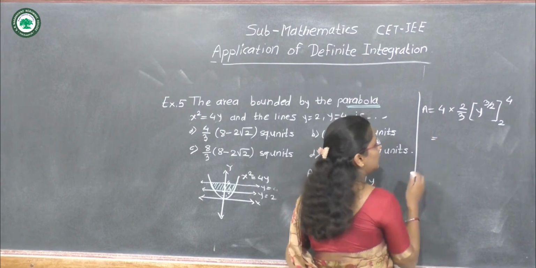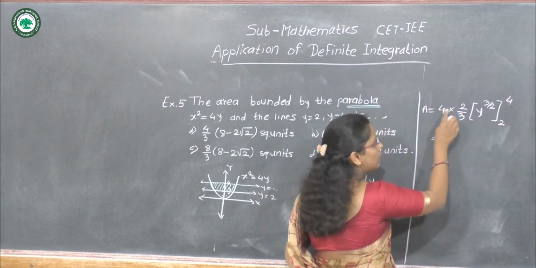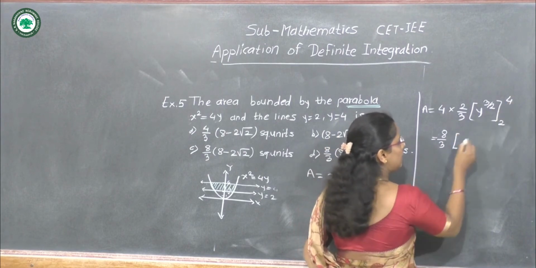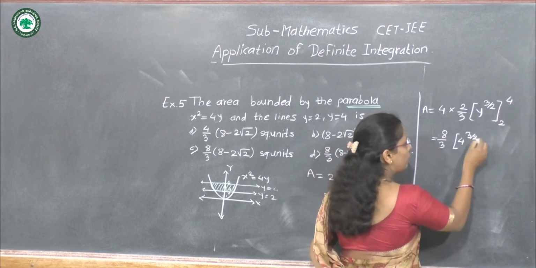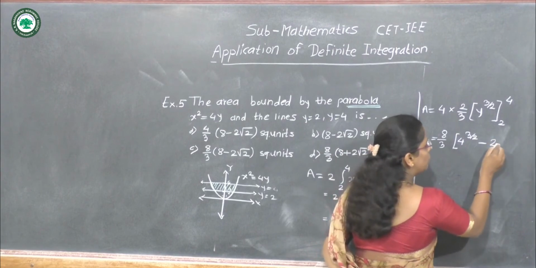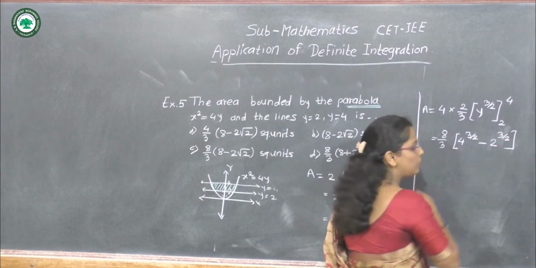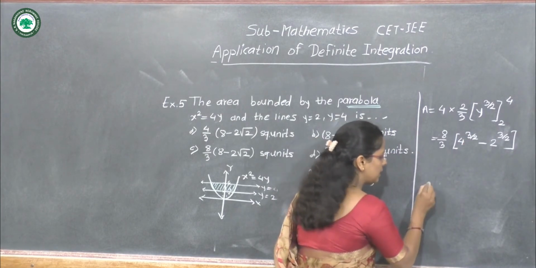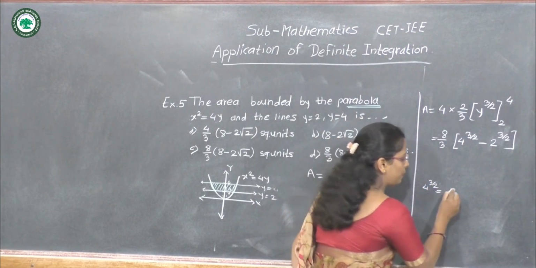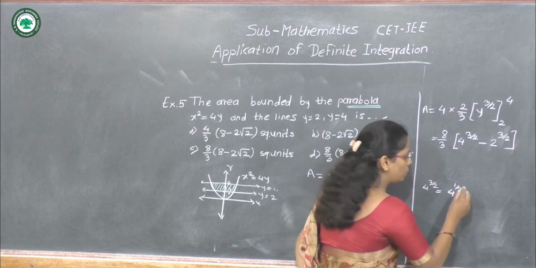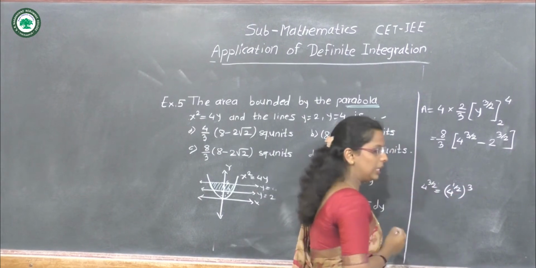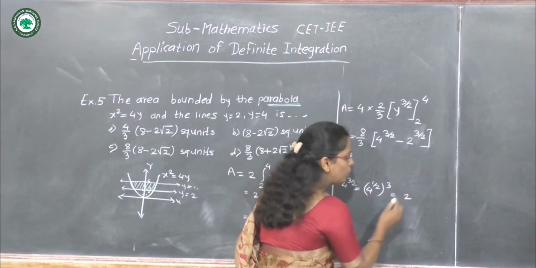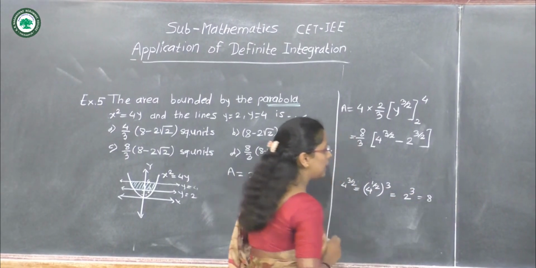Now putting the upper limit and lower limit, 4 into 2, 8 upon 3. Upper limit is 4 raised to 3 upon 2 minus lower limit is 2 raised to 3 upon 2. Now 4 raised to 3 upon 2 can be written as 4 raised to 1 upon 2 cube. 4 raised to 1 upon 2 means square root of 4 is 2. 2 cube is nothing but 8.